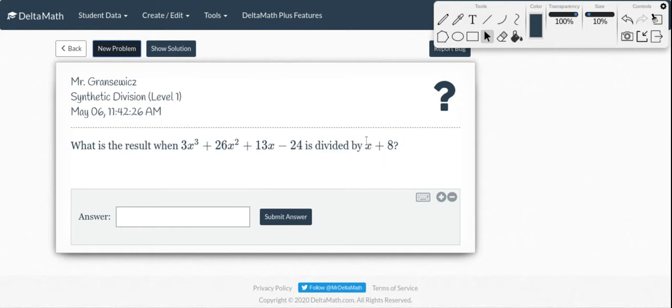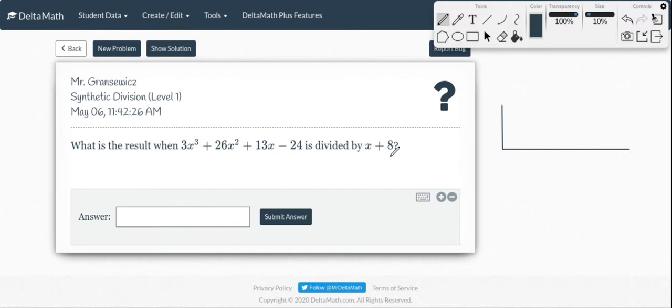Okay, so what you want to do is first start to set this up like this. You can either draw a little half square here with the number inside and then write all these, but deltamath does it like this. So this is how I'm going to do it. Make a sideways L here like this. Okay, and you write this number on the outside.